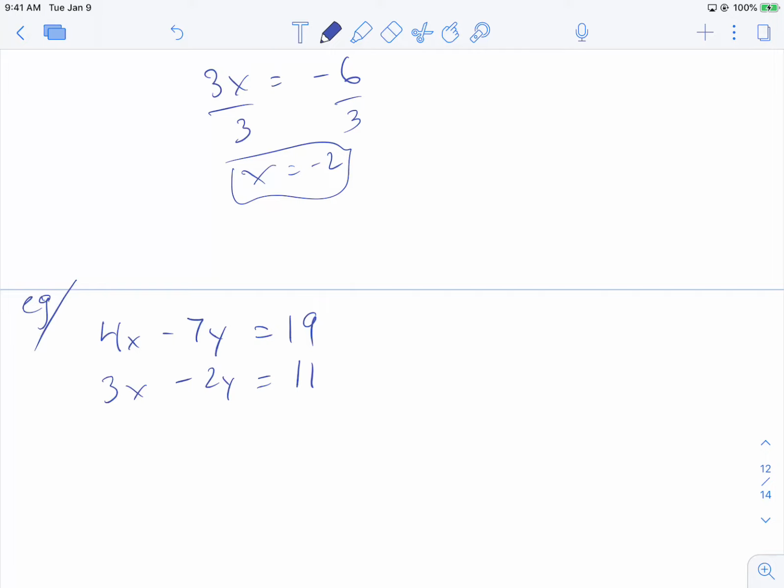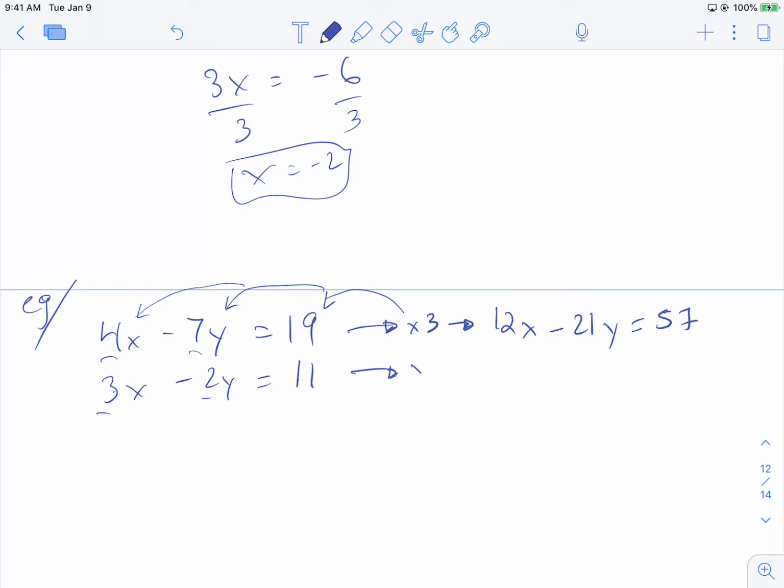So we can decide, okay, do we want to get our x's to match up, or do we want to get our y's to match up? What's easier? Well, there's not really an easy answer here. I'm going to get my x's to match up. So what's a number that both 4 and 3 can get to? Well, we can say 4 and 3, they're both going to eventually get to 12. So how do I make that happen? So for the first one, how do I get my 4 up to 12? Well, I'll need to multiply it by 3. And what happens there if I multiply every single one of these things by 3? Well, I'm going to get 12x minus 21y equals 57.